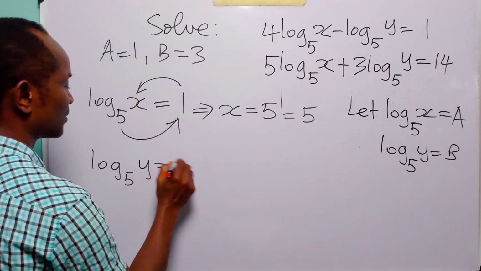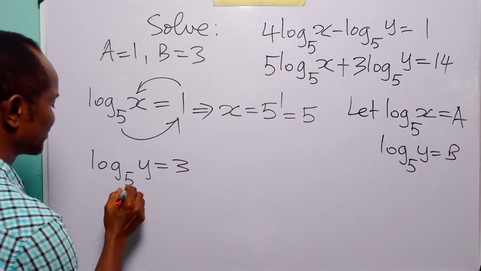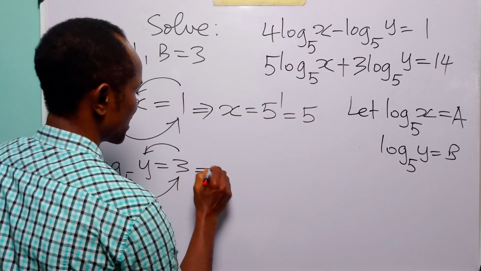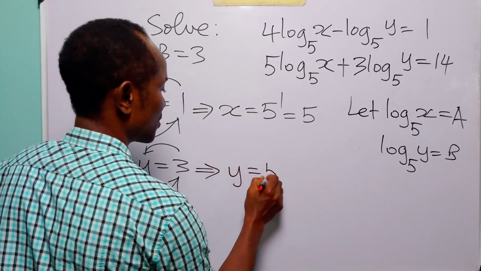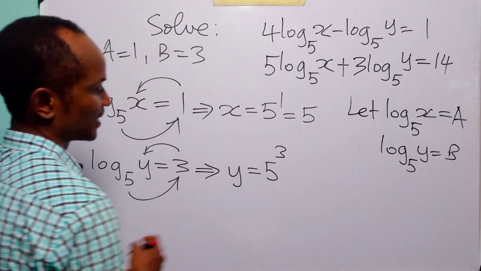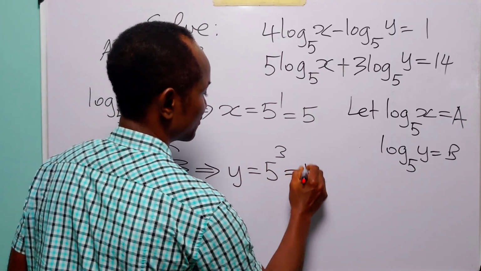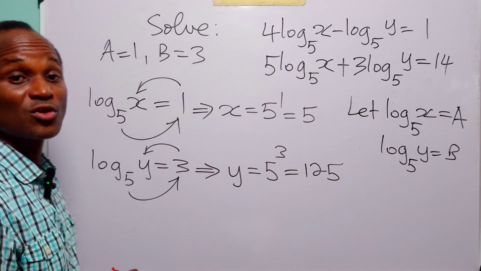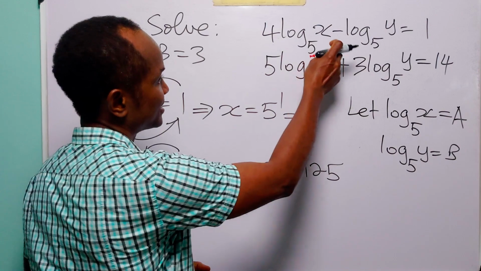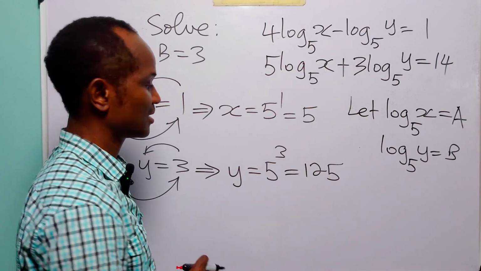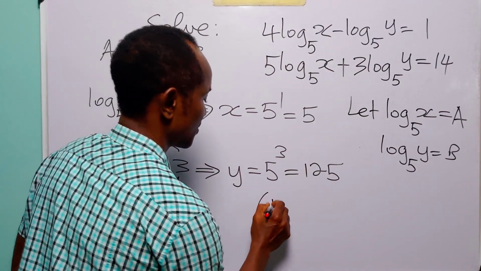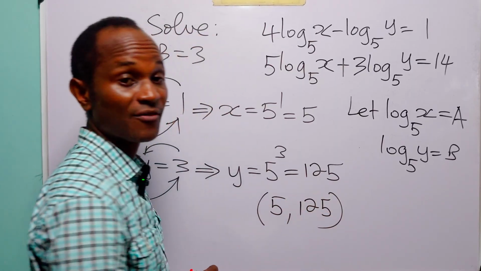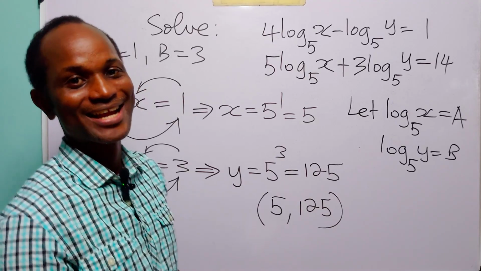And in this case, we have that log to base 5 of y is equal to b, but we have found b to be equal to 3. Once more, we have that 5 to the power 3 is equal to y. So this implies that y is equal to 5 to the power 3. That is 5 times 5 times 5, which is equal to 125. So we have that the values of x and y that satisfy this system of logarithmic equations are x equal to 5 and y equal to 125.